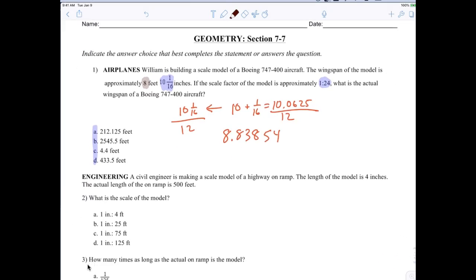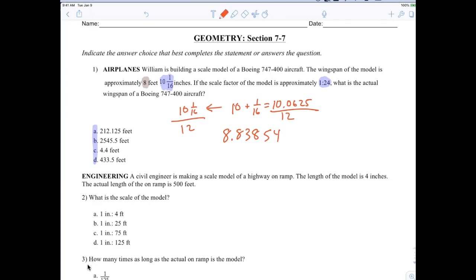So then we just multiply that by what? Multiply that by 24. And what are we getting? What is it? Wait a minute. No, you forgot the 8, didn't you? You agree with me? So it's 8.83854 times 24, which is roughly what? 212.